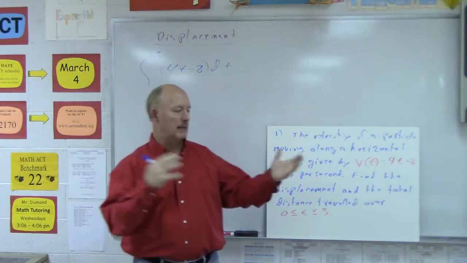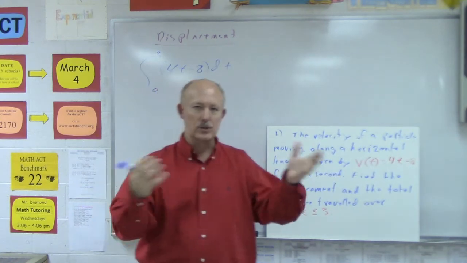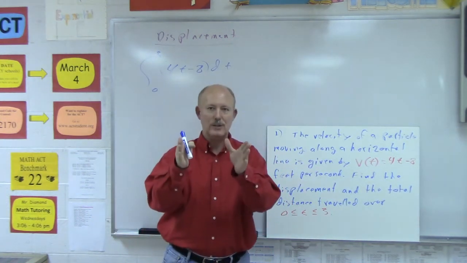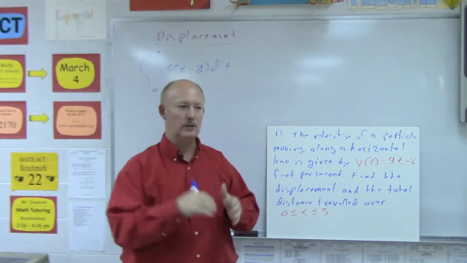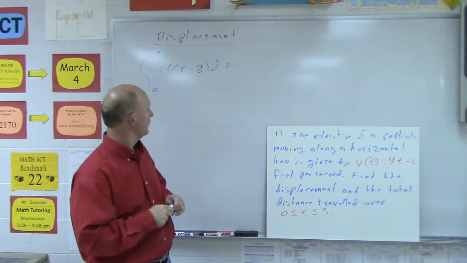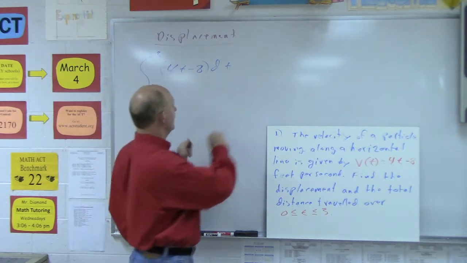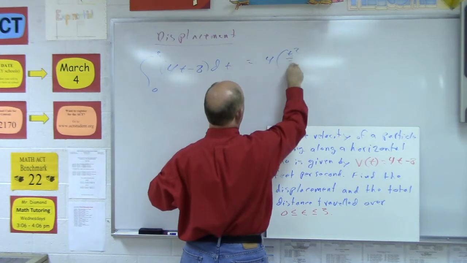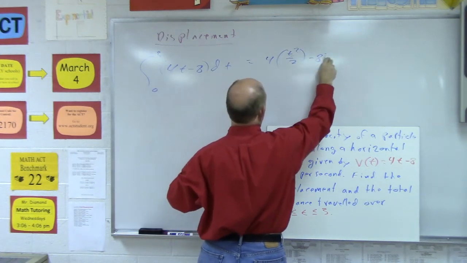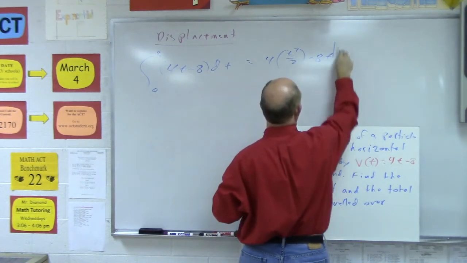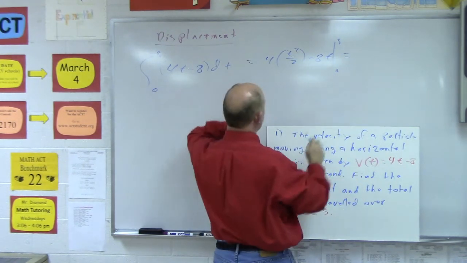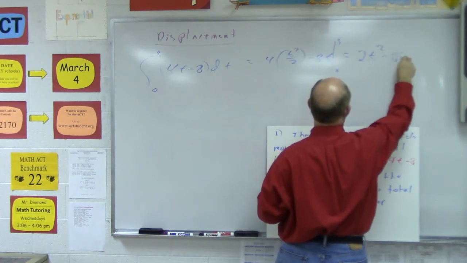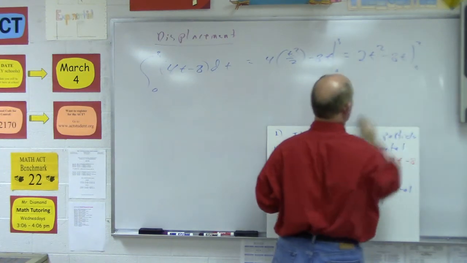You don't have to determine whether the particle changes direction or anything like that. We're simply looking for the position of the particle relative to its starting point, so the net change in position. To start off, let's get our antiderivative. The antiderivative of 4t will be 4 times t squared over 2, minus 8t from 0 to 3. Simplifying a little bit gives us 2t squared minus 8t from 0 to 3.